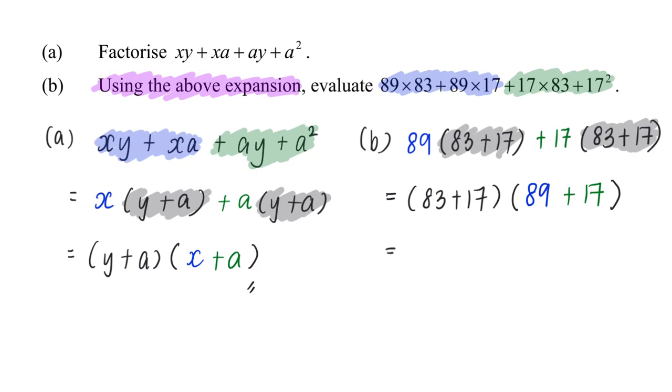And for your info, 83 plus 17 is a very easy number to add. It corresponds to 100 times, and 89 plus 17 will be 106. So final answer, 10,600.